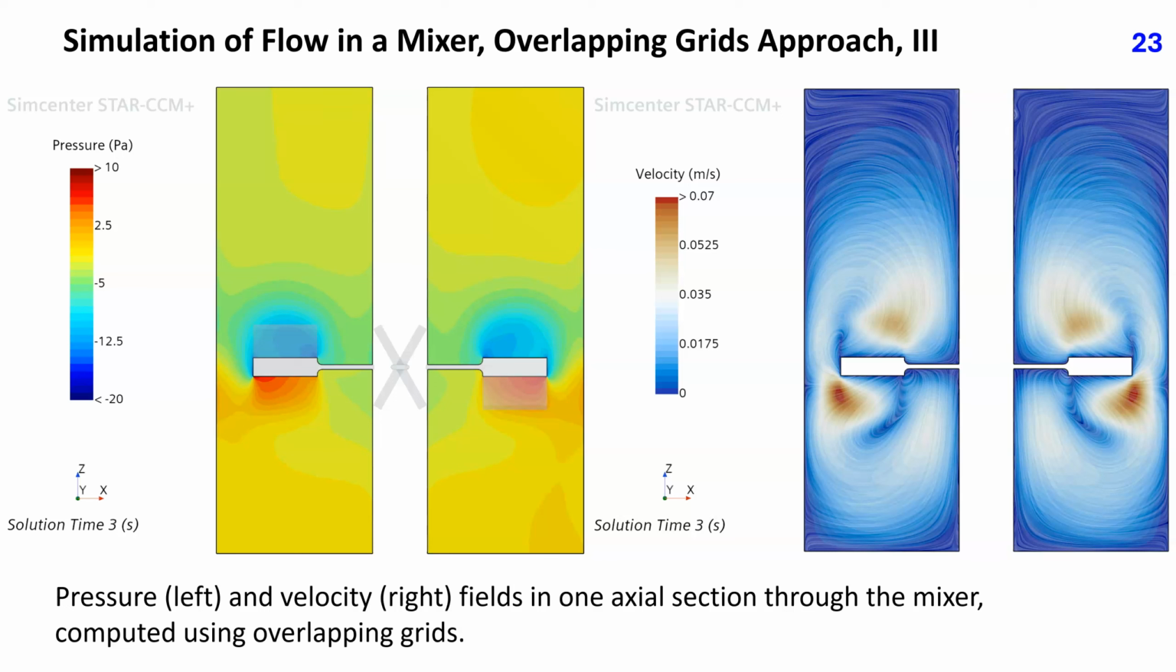This slide shows the pressure field on the left and flow pattern on the right in one vertical section through the mixer. The impeller rotates counterclockwise, and we see again high pressure ahead of the blade and low pressure on the rear side. The flow pattern shows that blades are pushing the fluid forward and downward and sucking it from behind and above. This leads to a recirculation pattern visible in this plot, which enhances the mixing process.